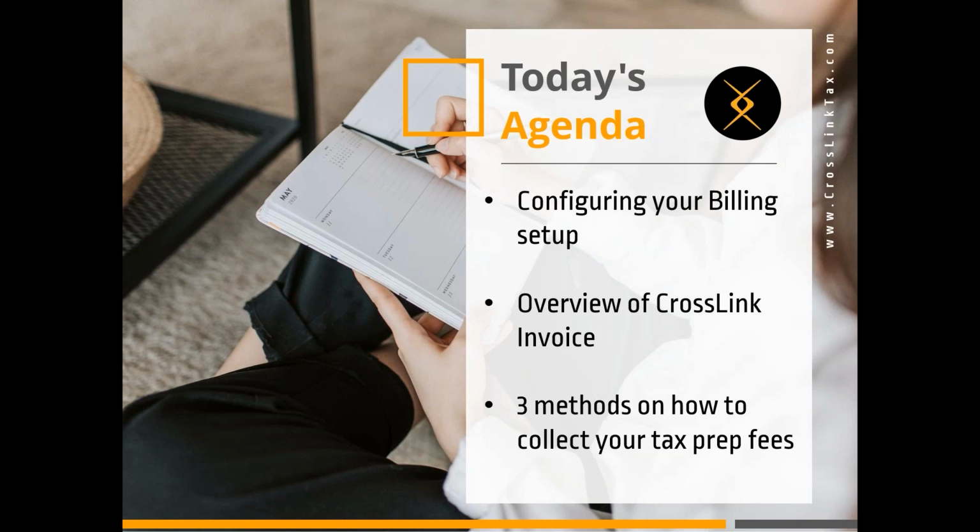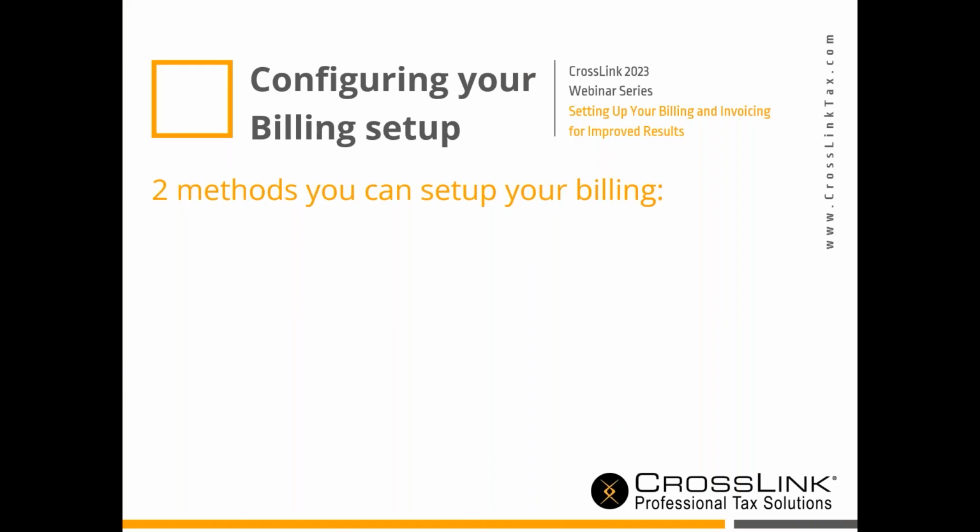So let's get started. What we're going to talk about with your billing setup, whether you're using online or desktop, there are 2 main methods that we normally educate on when you're setting up your billing. That would be a formal billing schedule, where you go into our billing setup and put on a price, either per form, or maybe a few forms, or maybe just a general price. I'm going to show you how to configure that.